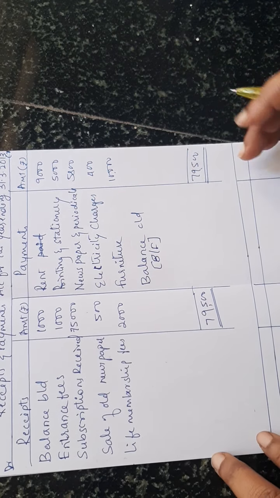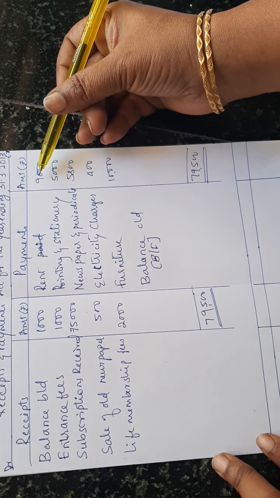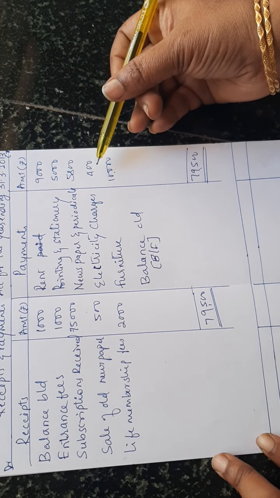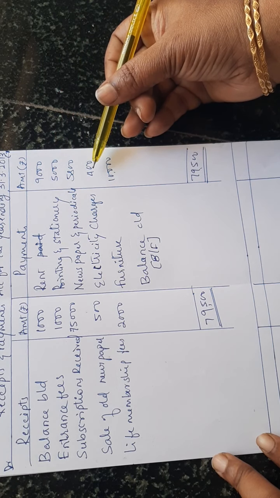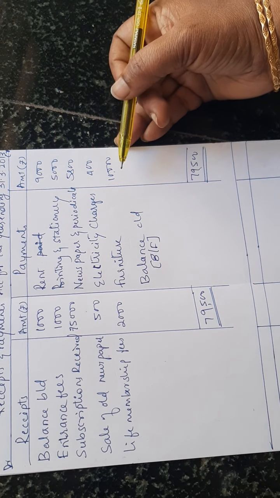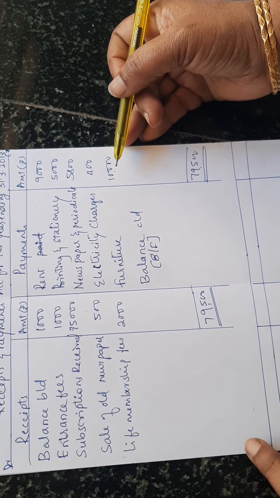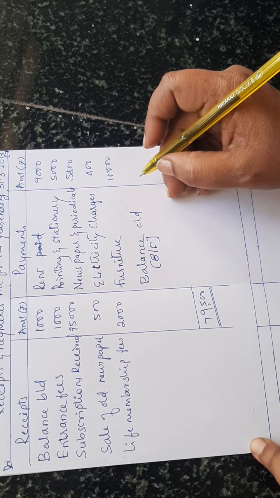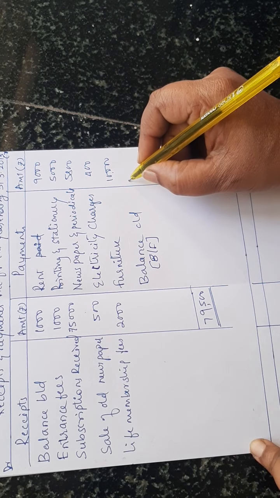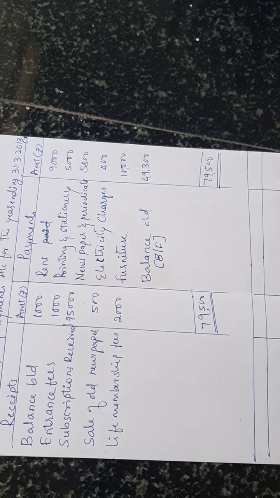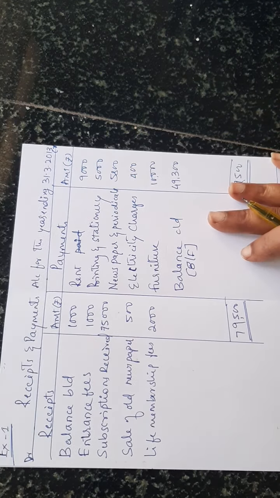Yes, deduct this total. 490, 20,200, 30,200. So it will come 49,300. Yes. So this is the answer.